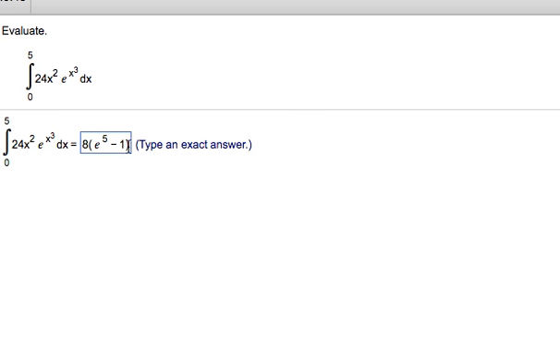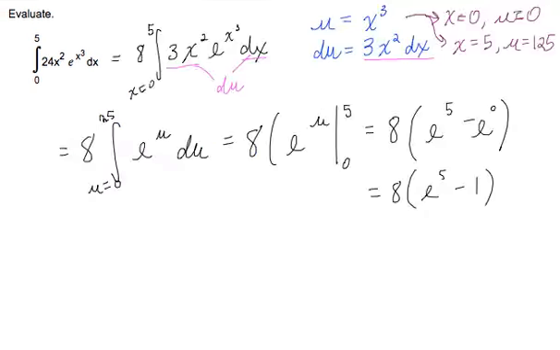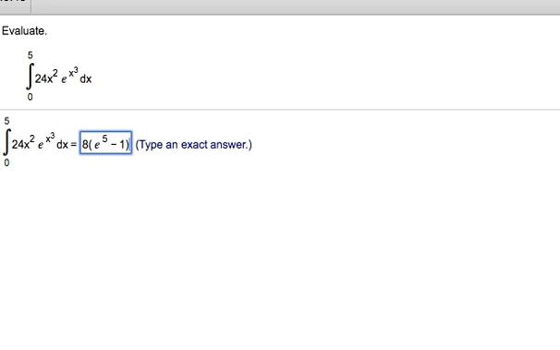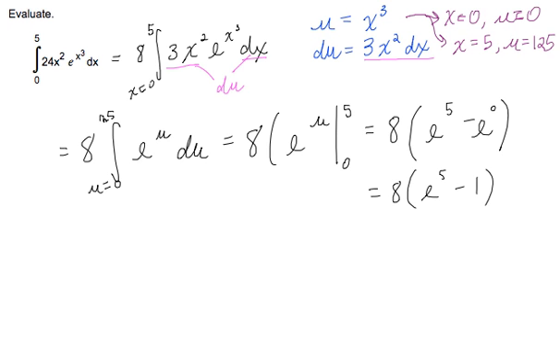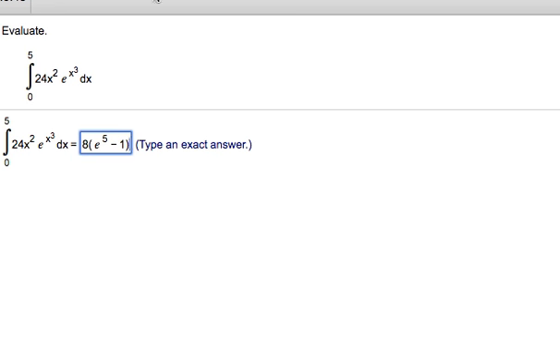I left off my plus c there. Oh, no, we don't need a plus c because it's a definite integral. So let's go back and check our work. I did put parentheses, okay. Oh, I don't know what I was doing here. That was supposed to be a 125. I don't know why I changed that to a 5. So let's try that. There we go.